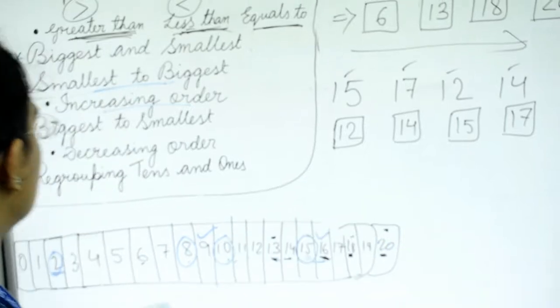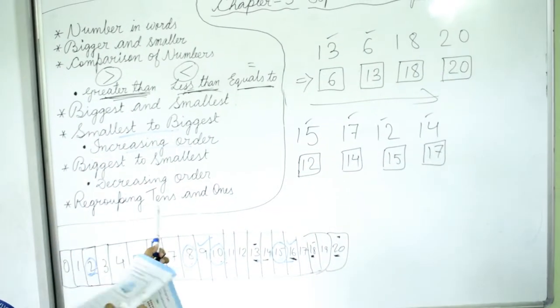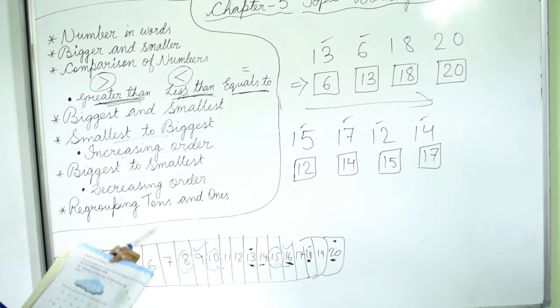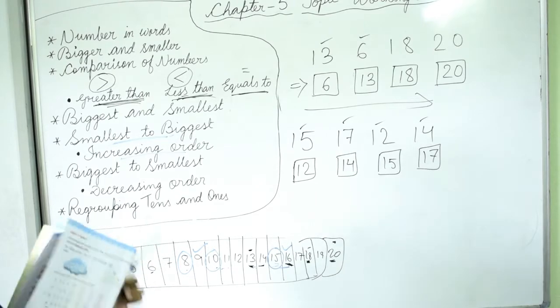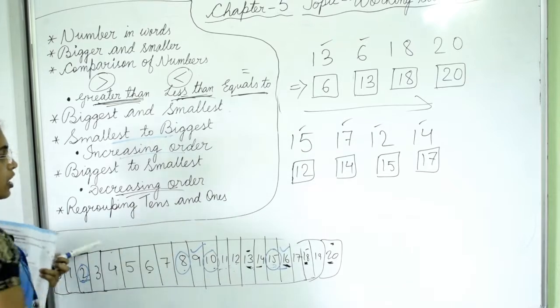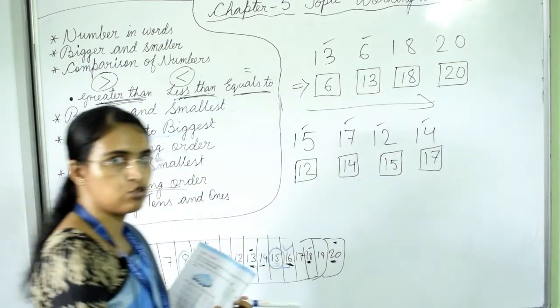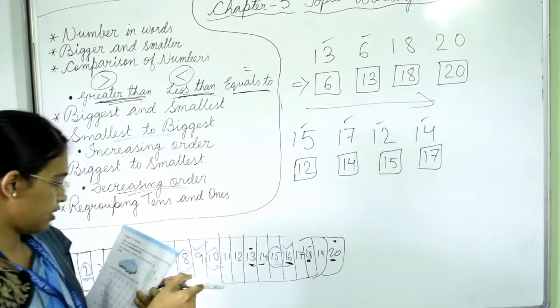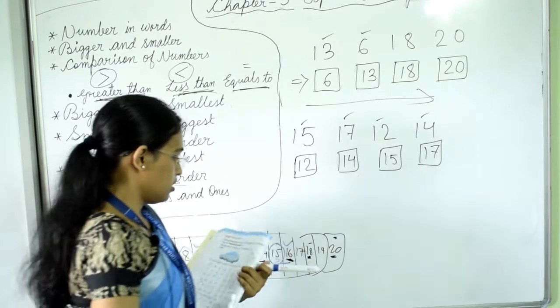Now turn the page. Come to the next page. Now we will do biggest to smallest. Now we will do the decreasing. Biggest to smallest means decreasing order or descending order. Bada se chota. Okay. Now we will do these sums.